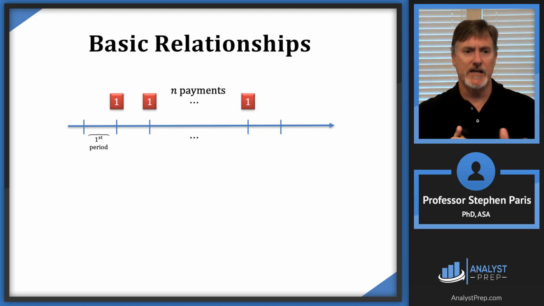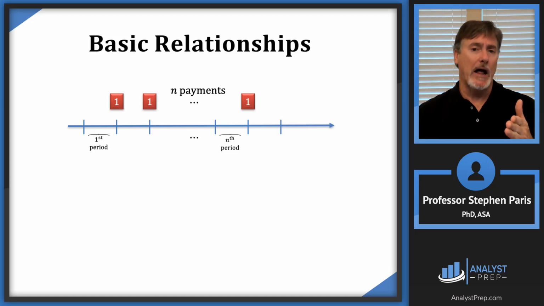Let's assume that the first period is as shown. If the first period is as shown, the first payment ends at the first period, and the nth payment would end at the nth period, so I'd put in a picture that looks like this. I'm thinking then of this annuity as being an annuity immediate. The payments are at the end of each period.